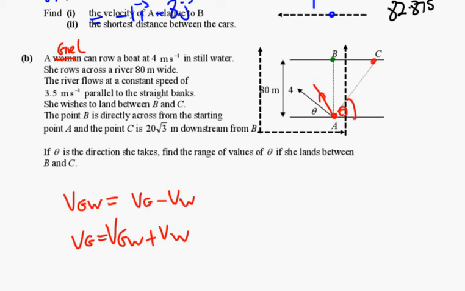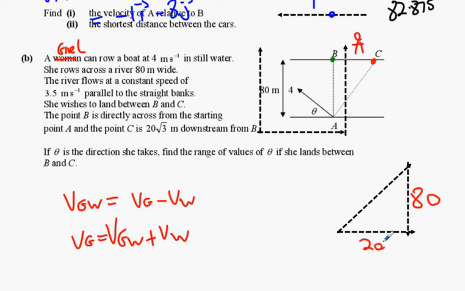Now look at this. What actually happens to the impartial observer looking at it from the side is this. She observes that the person actually travels 80 meters across, but they also travel, what else happens? They also travel 20 root 3 across. What I can do from this is I can determine its angle. What angle is this then? Tan inverse 80 over 20 root 3. Are you happy with that?